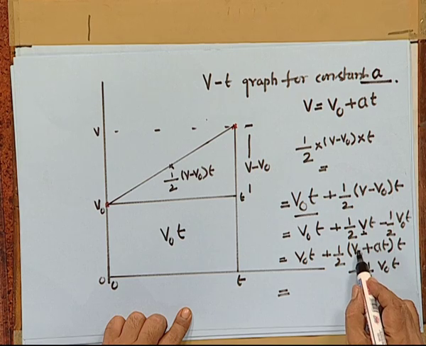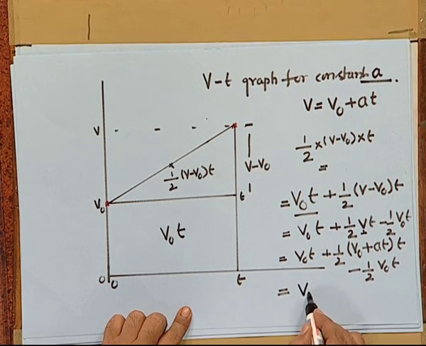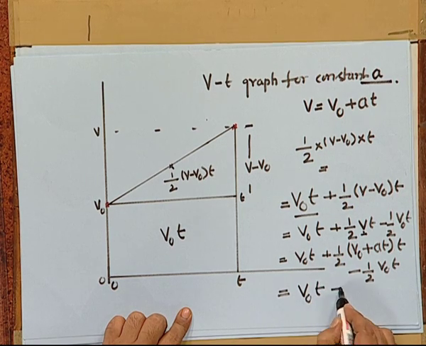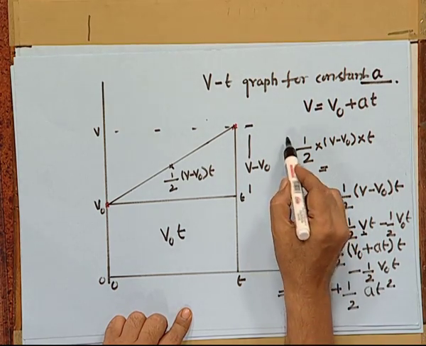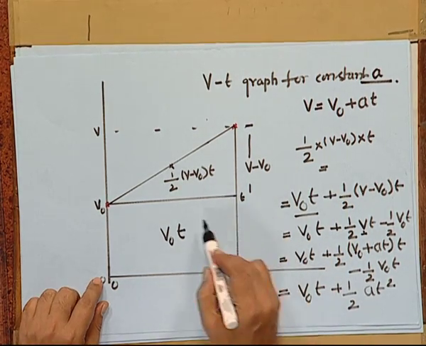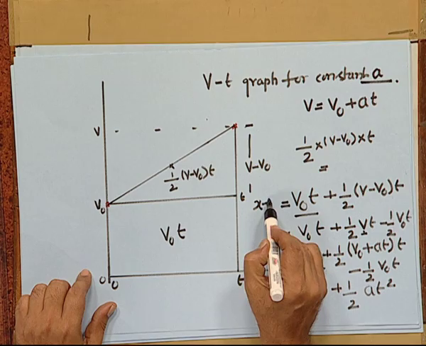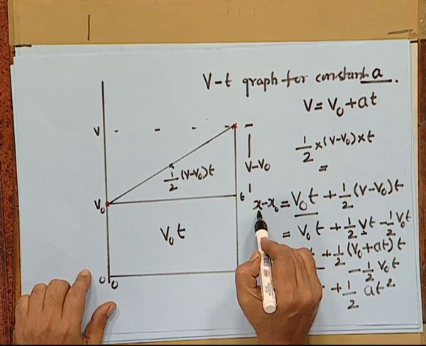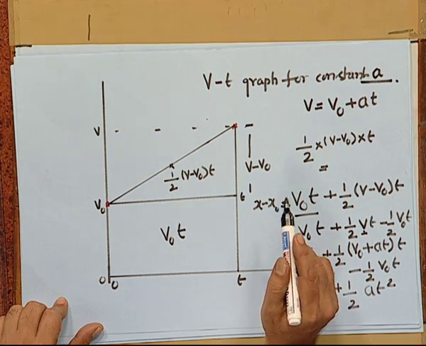So, this half v 0 t and this half v 0 t cancel, and we get v 0 t plus half a t squared. What is this? This is the area under the velocity time graph, which represents the displacement, which gives you x minus x 0, where x is the displacement at time t, x 0 is the initial displacement.